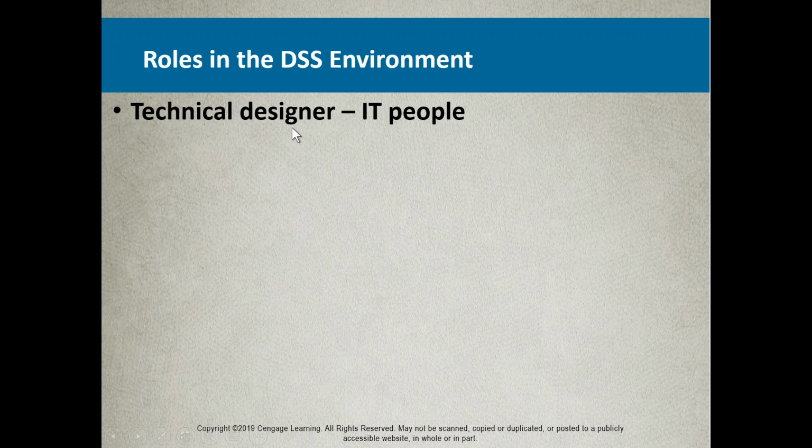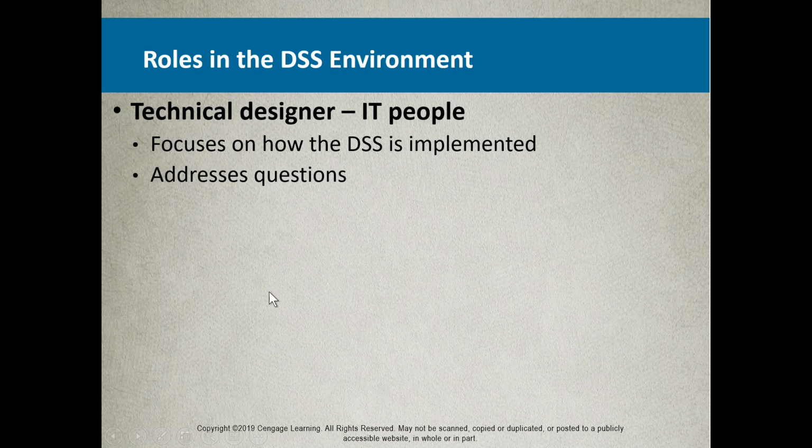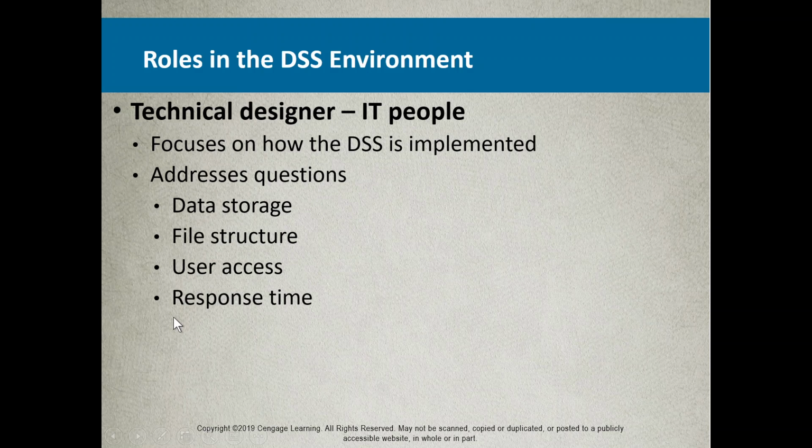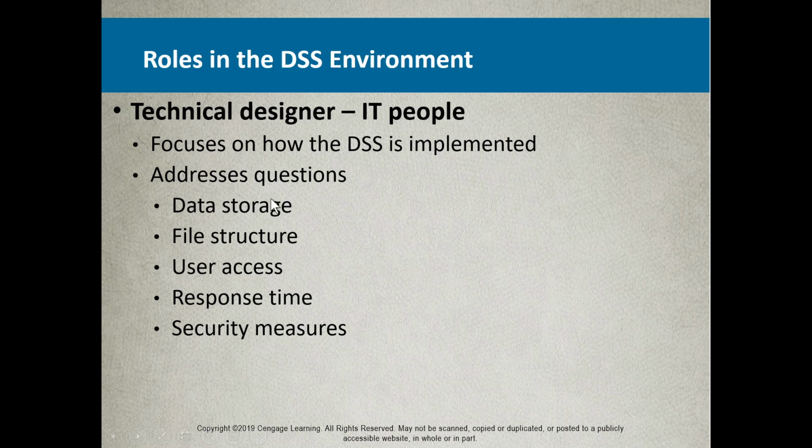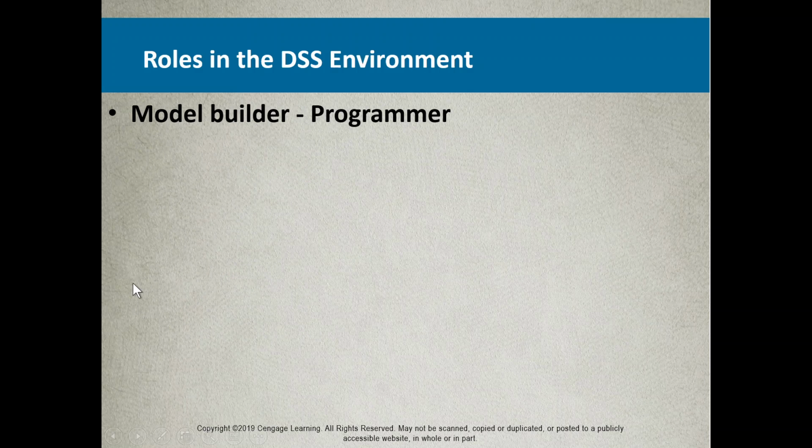Now, there will be technical people involved, and that could be some of our CSIS students or IT people, and they're focusing on the implementation of these, how to code these systems. They'll try to address some of the questions. These could be things like data storage, where's the information located, its structure, who has access, response times, security measures. So IT people have a key role in these systems as well, but more on a technical side. They don't get involved with questions or data input. They make sure the machines run, software's installed properly, security is okay, and the right people are using it for the right areas. So you guys are going to probably fall within one of those roles.